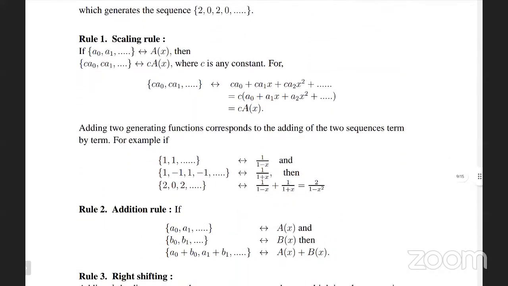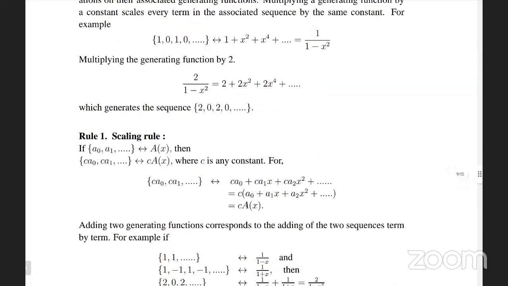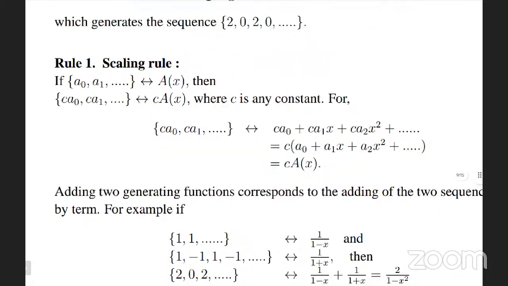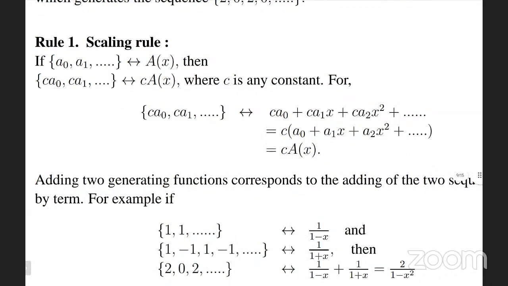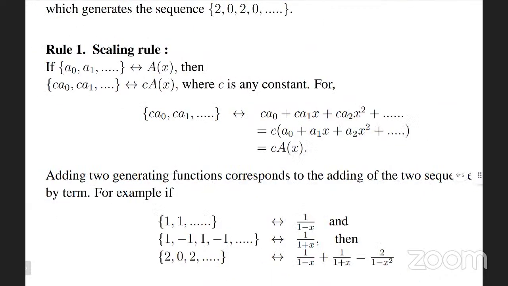Next, the scaling rule. A constant can be multiplied with any arbitrary generating function. We can write c A0, c A1, and so on, giving c A0 plus c A1 x plus c A2 x squared plus so on. If I take the constant c as common, we can write c times the generating function. That is called the scaling rule.